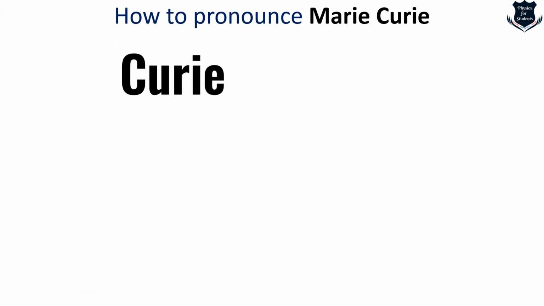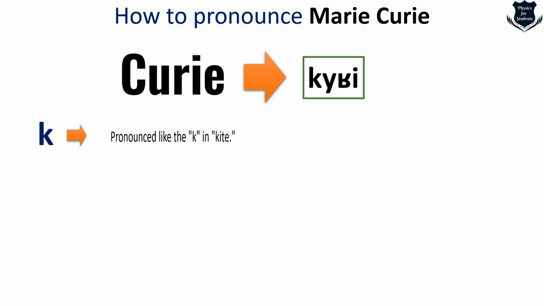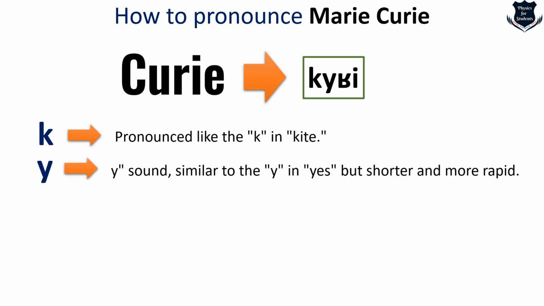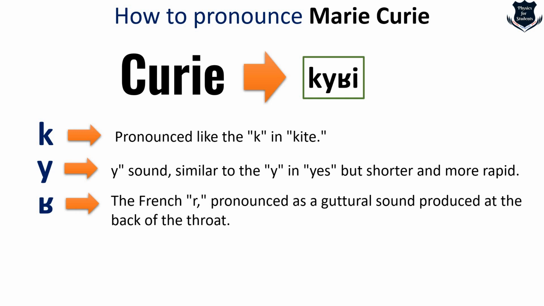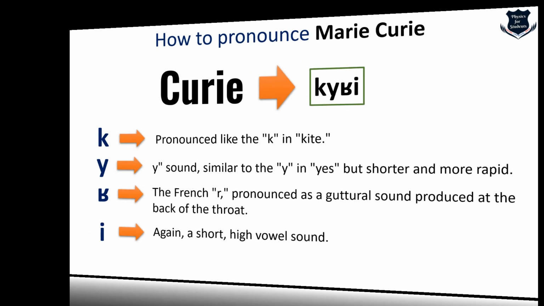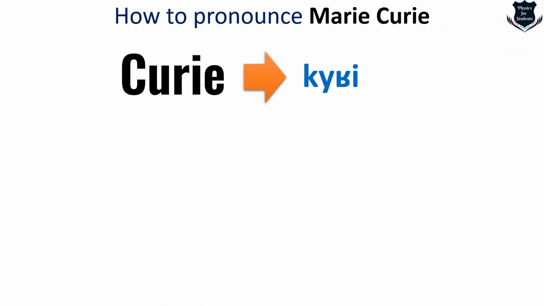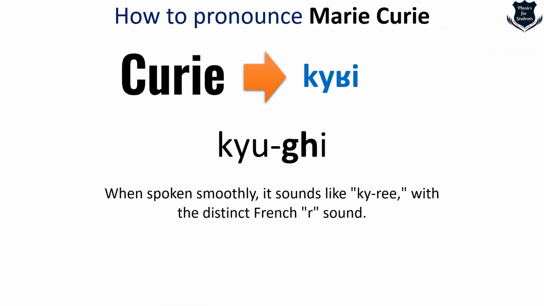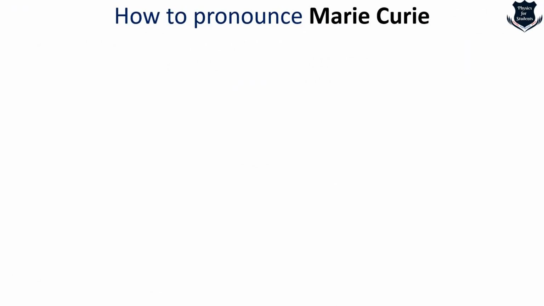Now we take the next part, which you already know, but just to tell you again: K as in kite, ka, Y as in English, yes. Then again the guttural sound, R, and then I. So it is Curie, Marie Curie. And this is just the same one, Curie. So it sounds like Curie, but it should be Curie. Now you can pronounce it as Marie Curie.